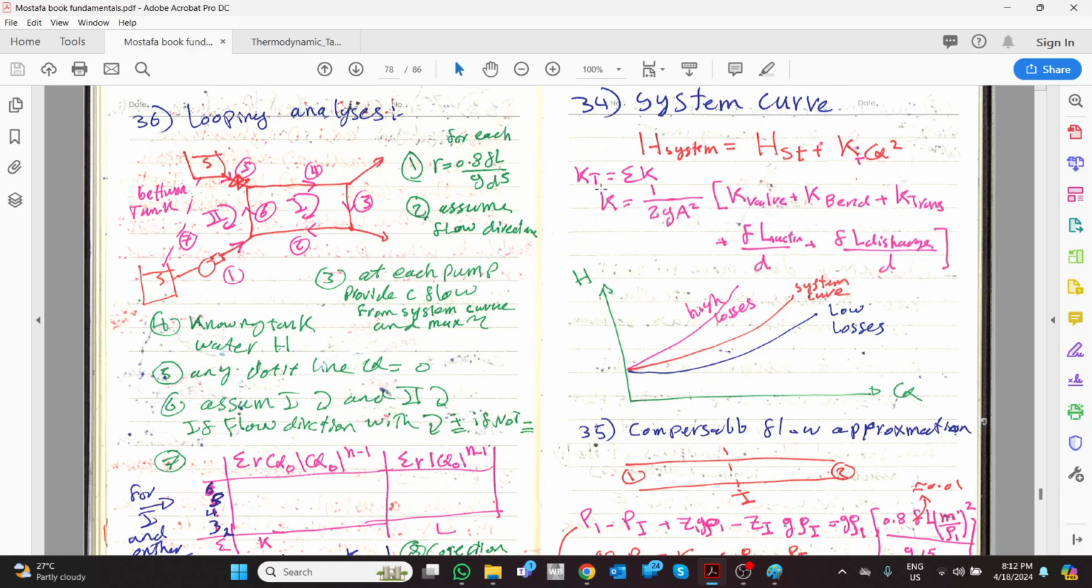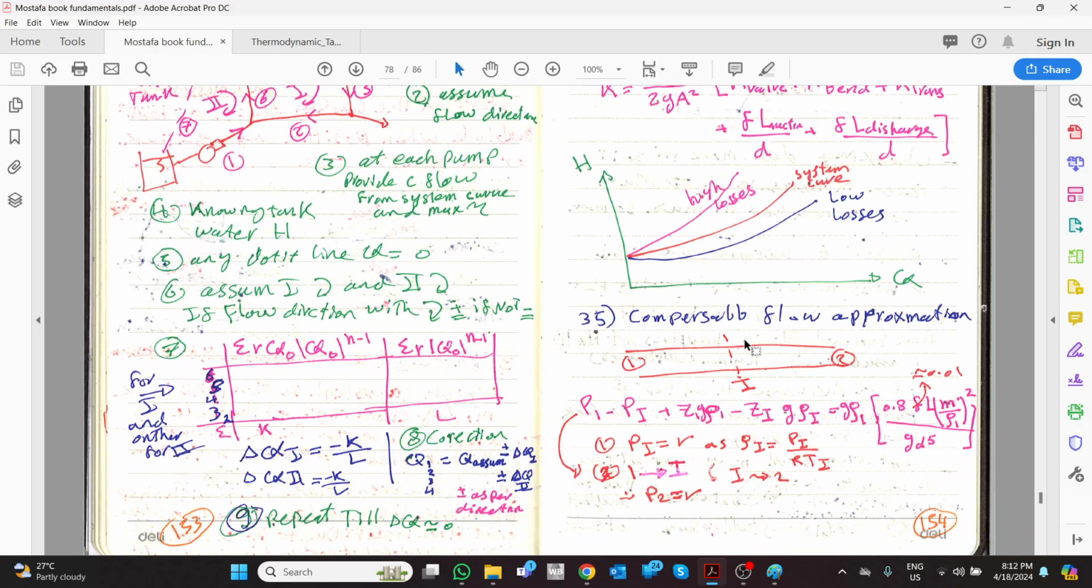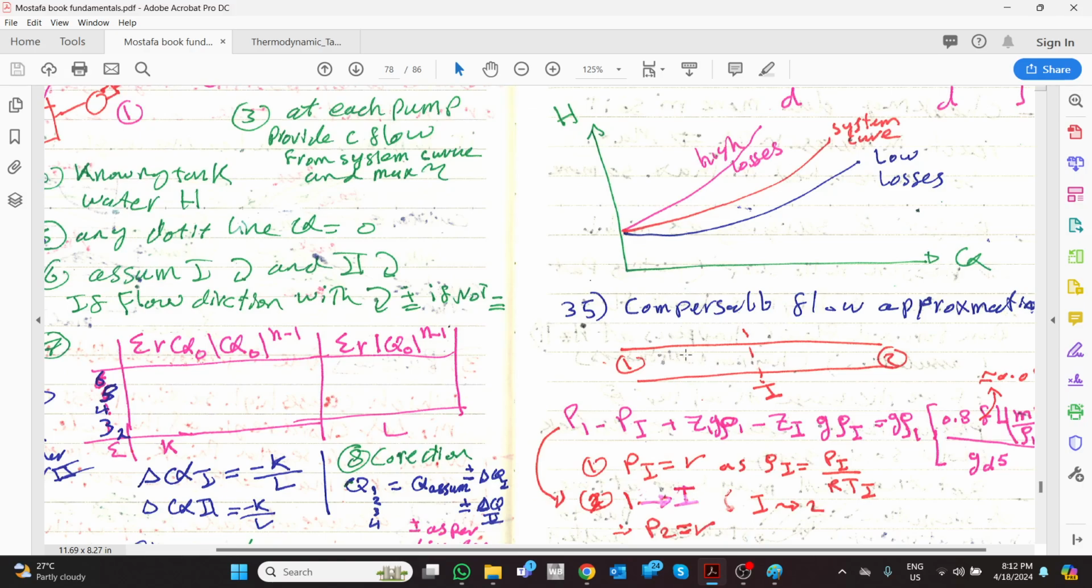When you calculate all the Ks in the longest run, whatever you change in the flow rate, you will get a system curve. If you intersect it with the pump curve, you will have the duty point. Of course, when there is less K or less losses, the curve goes down; when there are high losses, the curve goes up. Okay, compressible flow approximation.